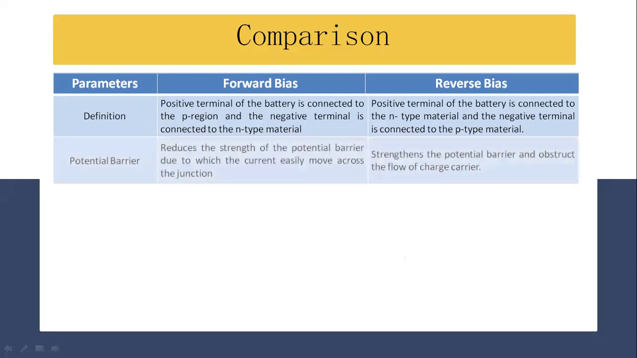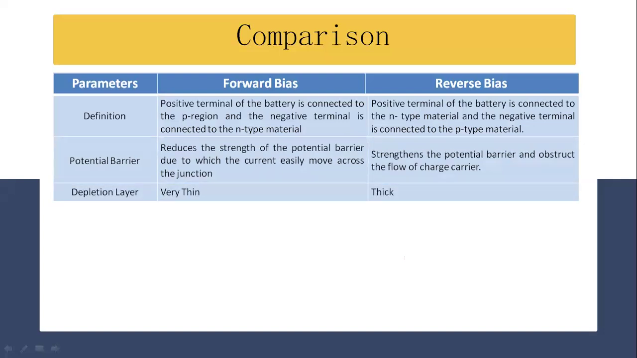The second parameter that we can discuss is the potential barrier. As we have seen, as the width of the depletion layer decreases, the strength of the potential barrier also decreases in forward bias, and because of this the current can easily move across the junction. Whereas in reverse bias, the strength of the potential barrier increases and it will obstruct the flow of charge carriers.